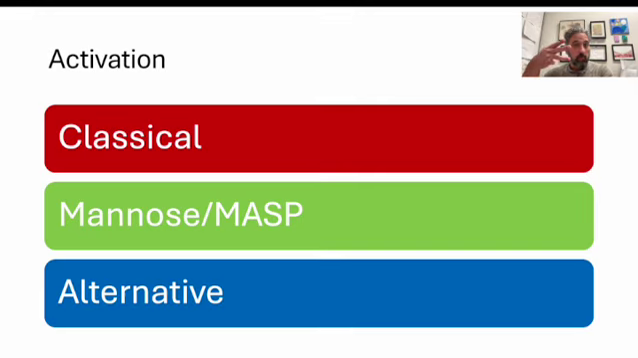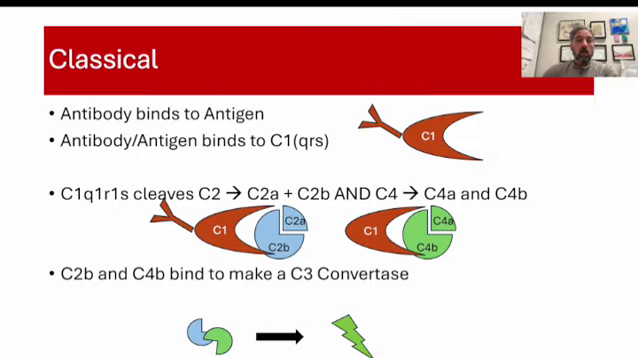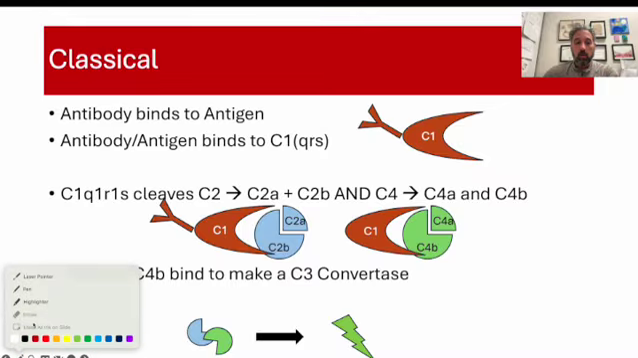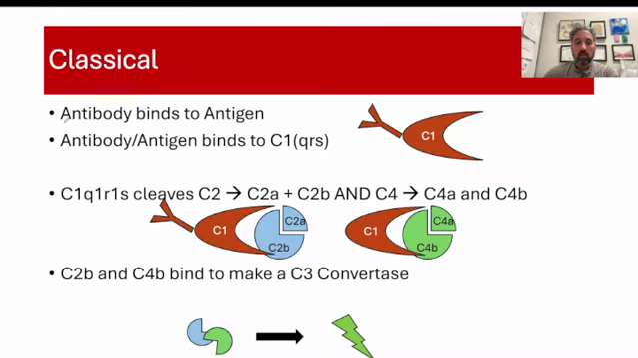Activation, we have 3 different varieties of activation. We have the classical pathway, we have the mannose or the MASP pathway. Sometimes this is also called the lectin pathway, or the MBL pathway. It has a lot of different names, but still the same type of thing. And then we have the alternative pathway, which, as I said in class, this is actually going to be the most common. With the classical pathway, we start out with an antibody. So rather than having anything else, we have our antibody that is going to be bound to an antigen.